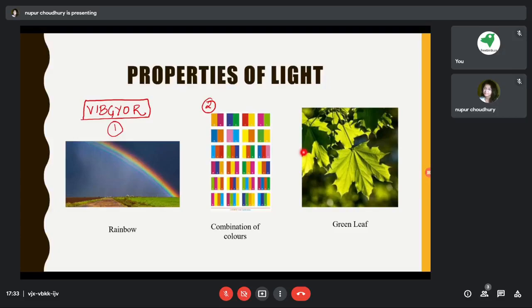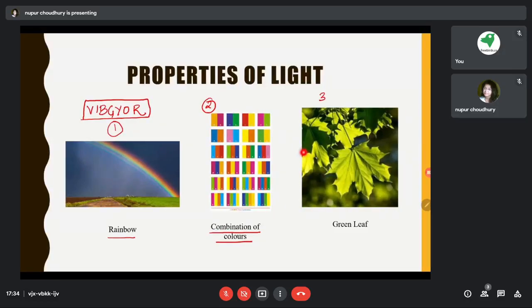So this is another property of light. First we talked about the first property, which is that the pure white light which we get from the sun is not just white light, it is a combination of several different colors. And the second one is basically that the colors could be represented in different combinations.